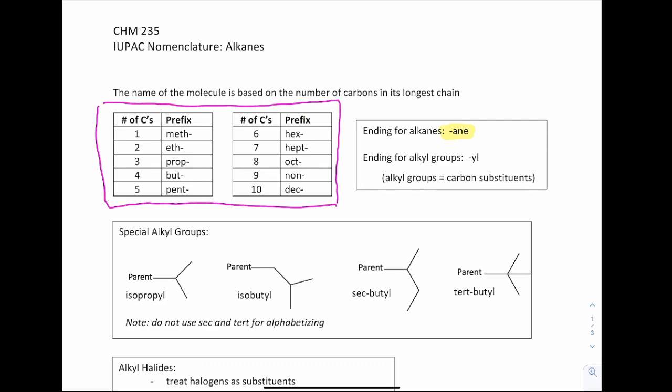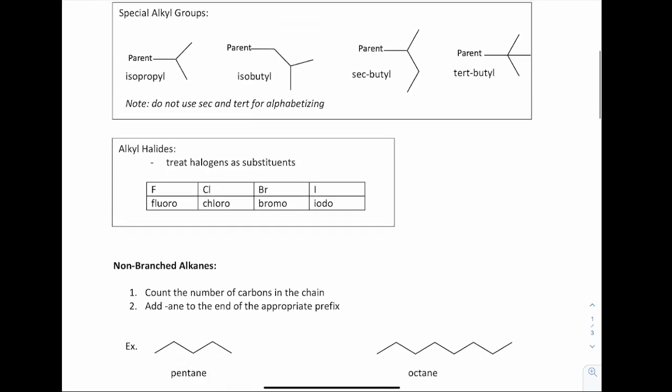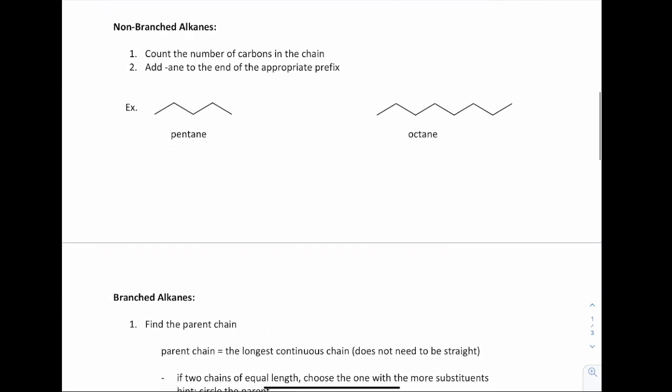So some rules for naming. We're gonna come back to this stuff I'm skipping through. So for non-branched alkanes, so just straight chain ones is how I usually call them. Non-branched is probably better because they don't have to actually be straight to be a straight chain alkane. So straight chain, but remember it doesn't have to be straight. It just has to not have any branches on it.